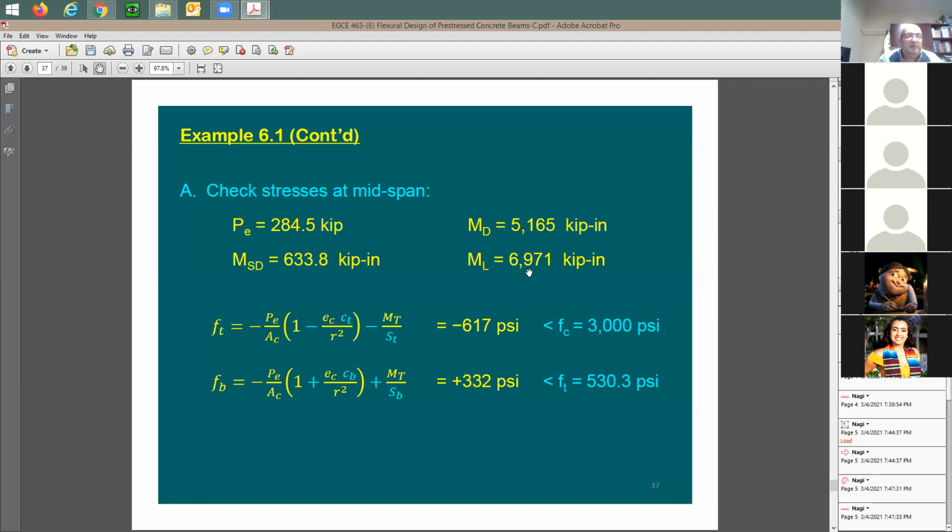We said great. You have here negative 617. It says here is going to be lower than 3,000. Someone's going to say, shouldn't this be negative 3,000? I'm going to say yes. I mean, you understand that this FC is going to be compression. So when you say here, C means compression. T here means tension. It does mean top, right? This means tension.